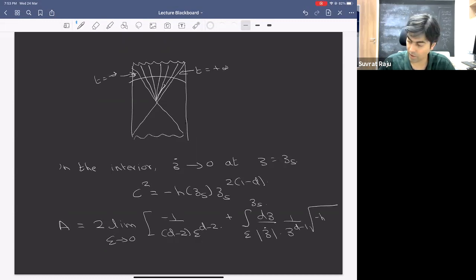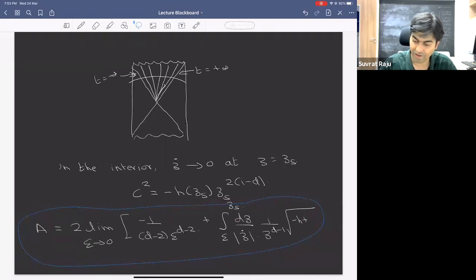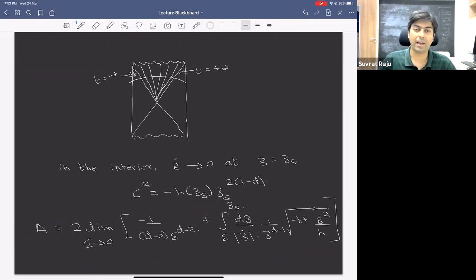Oops. Minus H. I have to shift it. This is one way in which slides are better than blackboards. Okay. So this is an expression for the area. And the area always just counts positively. So, I put a mod sign for this, and I have regulated the area, and I'm doing an integral from z equal to epsilon to z equal to z_s of this area. Okay. So this is my formula for the area.